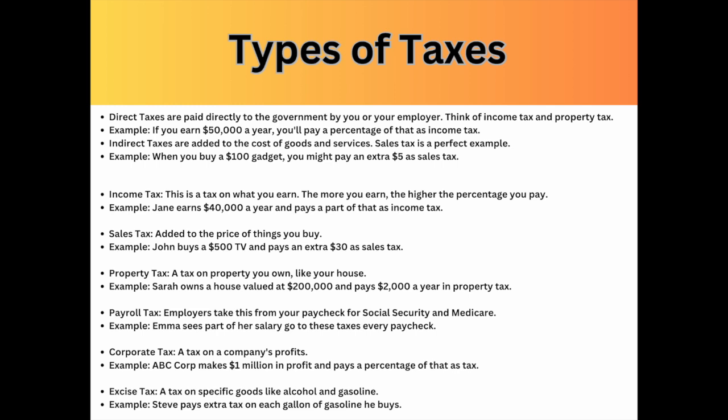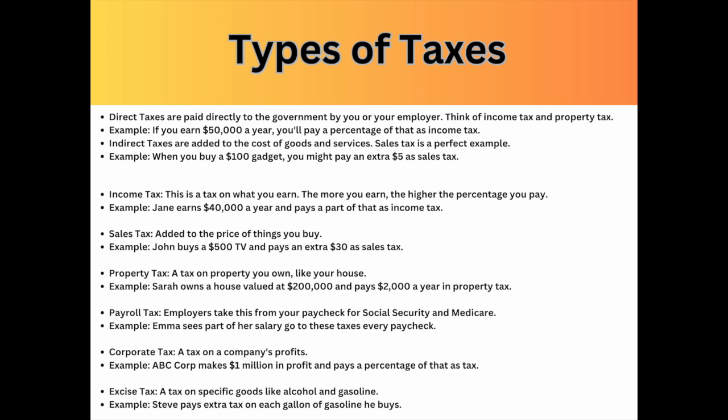Then you have corporate tax. These are the taxes which are on a company's profits. So for example, if the ABC Corp makes $1 million in profit, it pays a percentage of that as tax. So the government will also tax a company's profits.